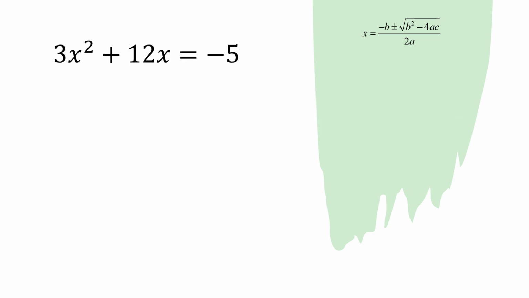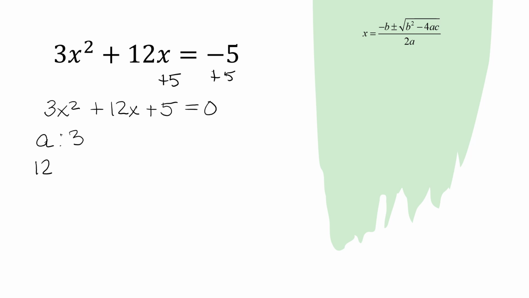All right, the next one is 3x squared plus 12x equals negative 5. You're going to have to move this negative 5 over to the other side, so this is in standard form. So I have 3x squared plus 12x plus 5 equals 0. Our A is 3, our B is 12, and our C is 5. So we're going to plug that into our formula.